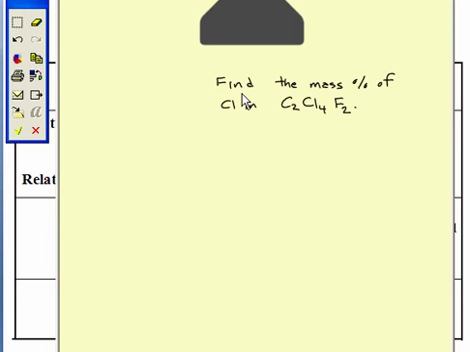And that's how we get mass percentage, based on the formula. So let's look at this example. Find the mass percentage of chlorine in this compound here. And this compound is a component of Freon. And remember, chlorine is the destructive part of Freon that reacts with the ozone.